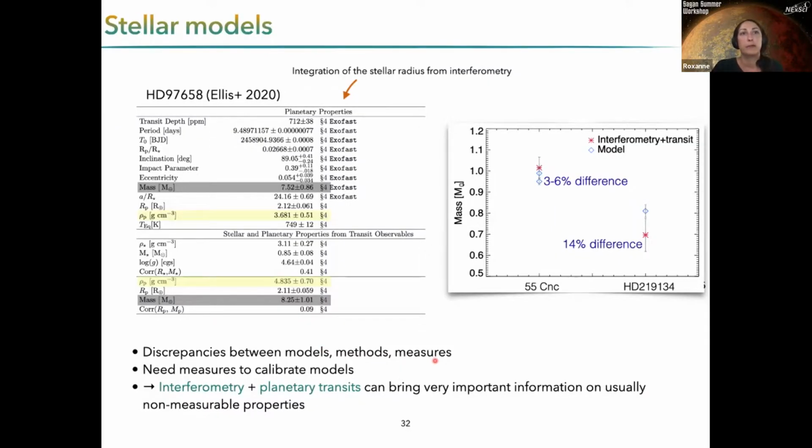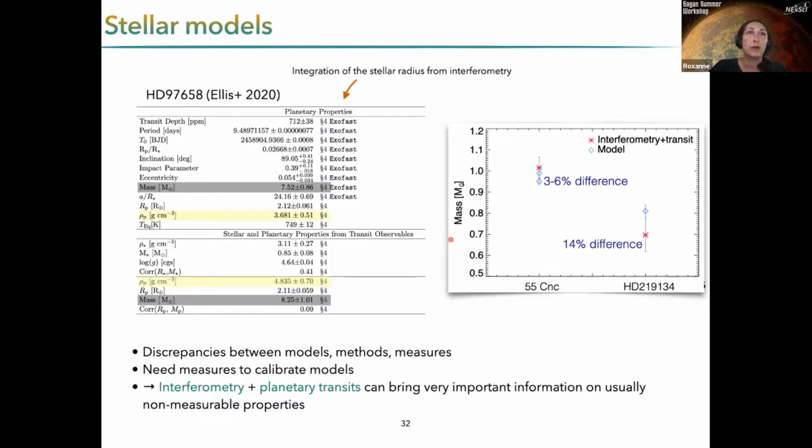So we talked about stellar models earlier. And of course, when we compare what we found with direct measurements and what was found with the model, we see some discrepancies, so it's not new. But for the two systems that I showed you, 55 Cnc and HD 219, the differences between the models and the measurement can go up to 14%. So this is really huge.